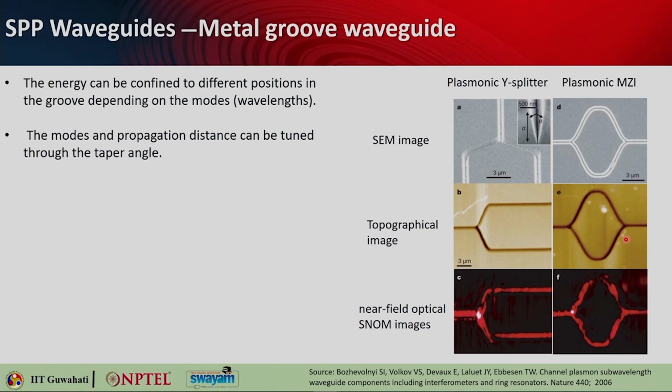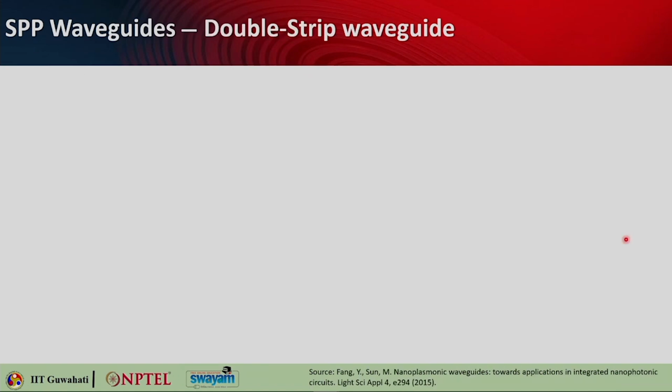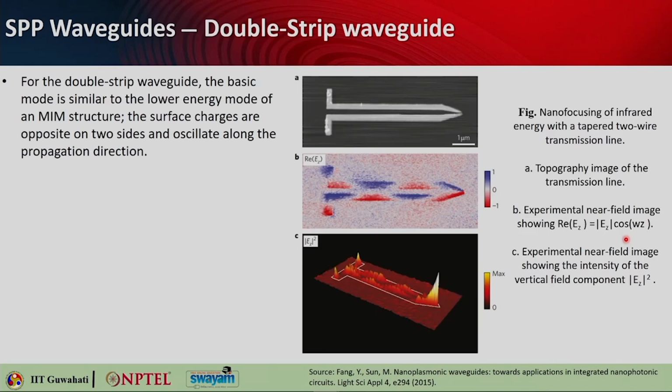The modes and propagation distance can be tuned through the taper angle. This taper angle is theta. That will also decide what will be the mode that is being supported or propagating and what is the propagation distance. Now let us look into another one which is called the double strip waveguide.